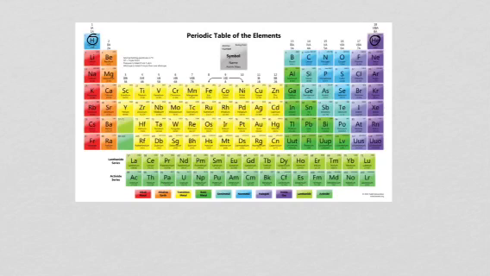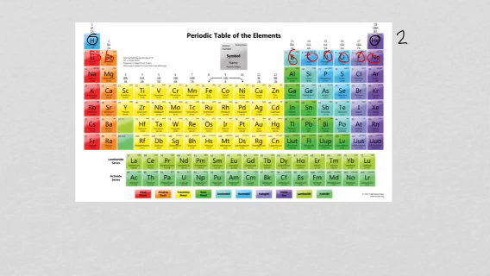2. How many elements do I have in the first period? 2. Maximum number of electrons? 2. I know, your mind is getting blown right now. How many elements are in the second period on the periodic table? 8. And look at this. 1, 2, 3, 4, 5, 6, 7, 8.